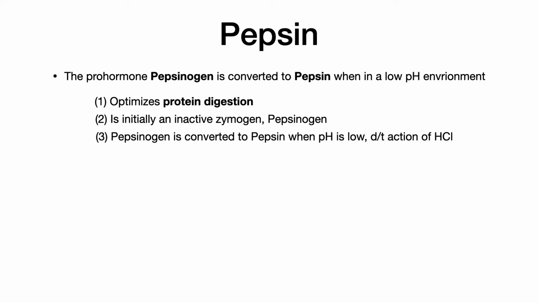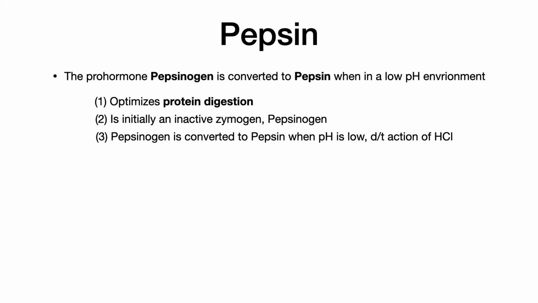Pepsin really is derived from a prohormone called pepsinogen. Pepsinogen gets turned into pepsin in the presence of a low pH environment. That is to say that pepsin essentially relies on the hydrochloric acid, which is coming from the parietal cell. The parietal cell makes the gastric acid. The gastric acid creates this really nice low pH environment. And only in that low pH environment will this prohormone pepsinogen get converted to pepsin.